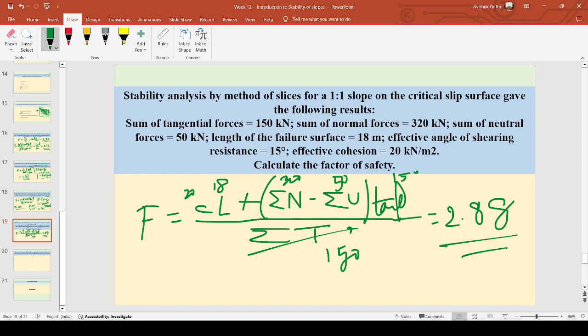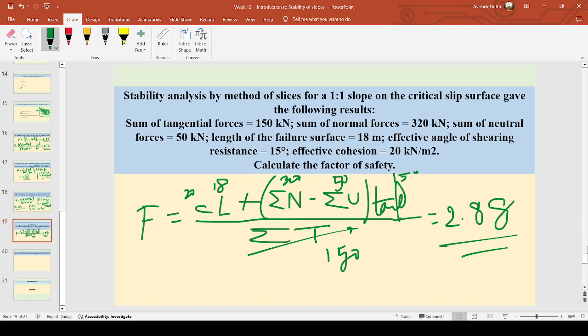So this is the formula which is followed when analysis is done with the method of slices. Summation of N is the sum of the normal forces, U is the neutral forces, T is the tangential forces, L is the length of the failure surface, c is the cohesion, phi is the angle of internal friction or angular shearing resistance. I hope this formula and the methodology were clear.